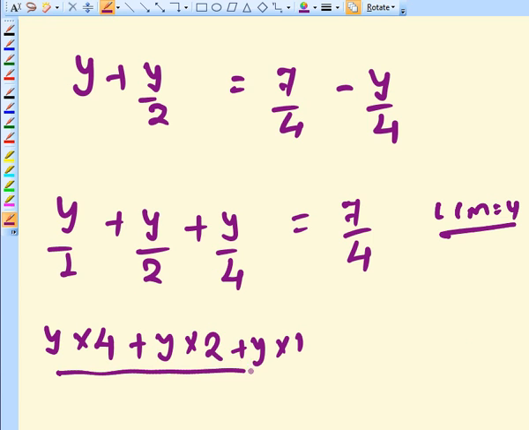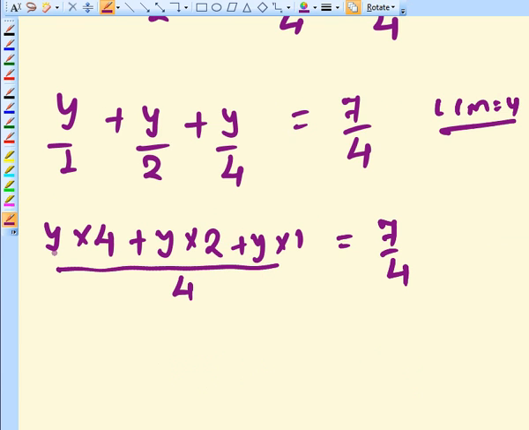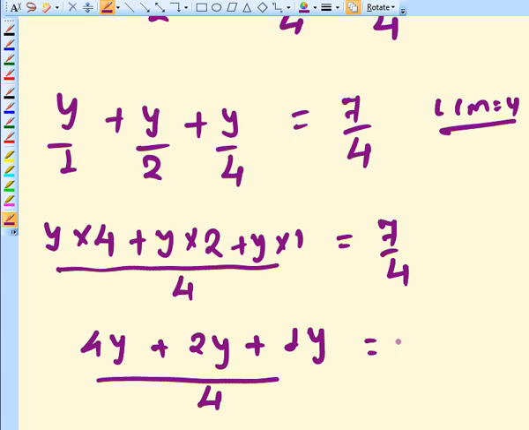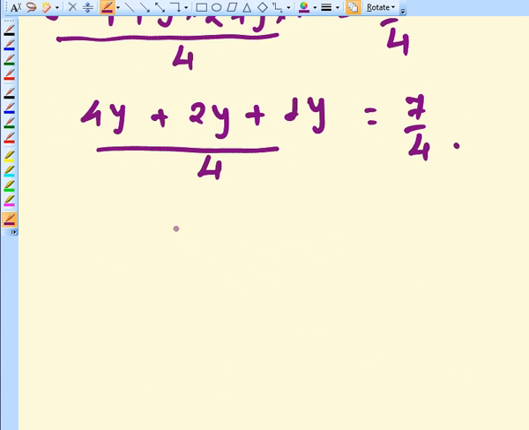Whole upon 4 equals 7 by 4. Now y into 4 will be 4y, y into 2 will be 2y, y into 1 will be 1y, upon 4 equals 7 by 4. Now you have to transpose this 4. So 4y plus 2y plus 1y.